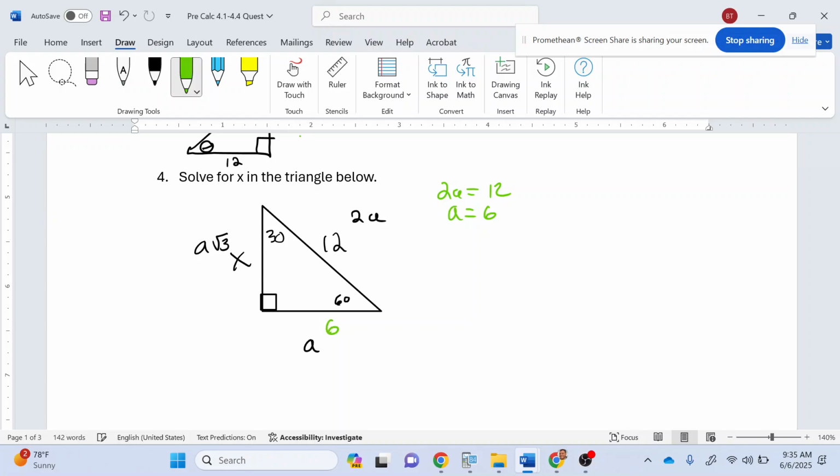So I know this side is 6. Since I know a equals 6, I can plug in 6 in here, and I can get 6 root 3. So my answer for this one is 6 root 3. Fake answers will be 6, 6 root 2, because if you mess up with the 45, 45, 90, 6 root 3, and then 12.